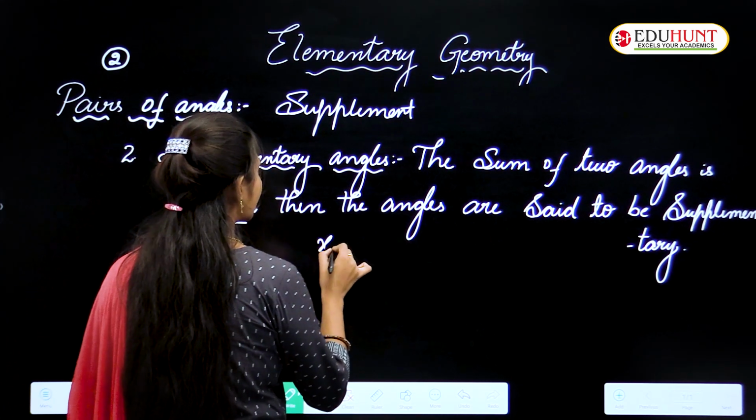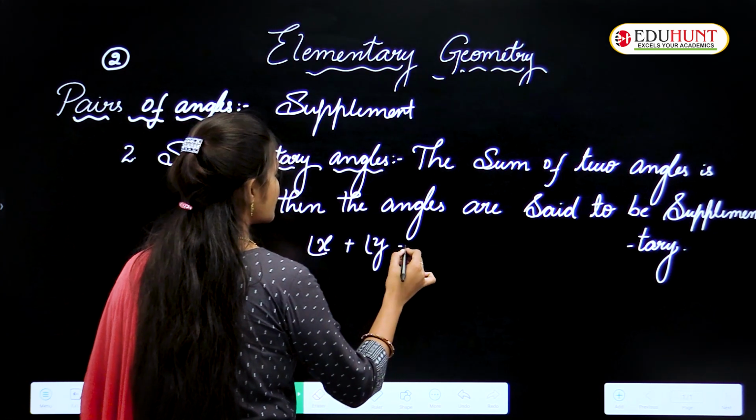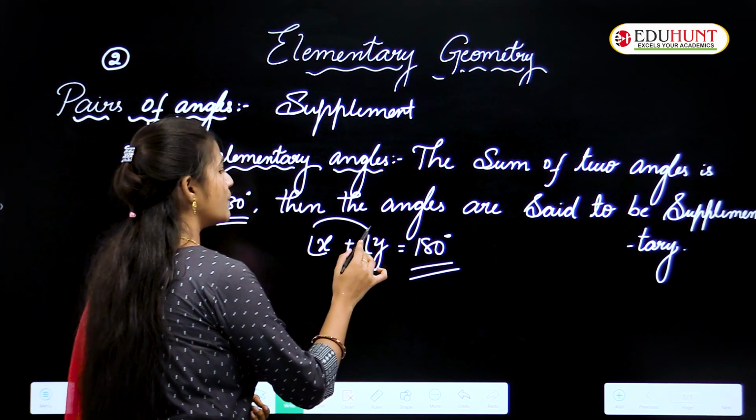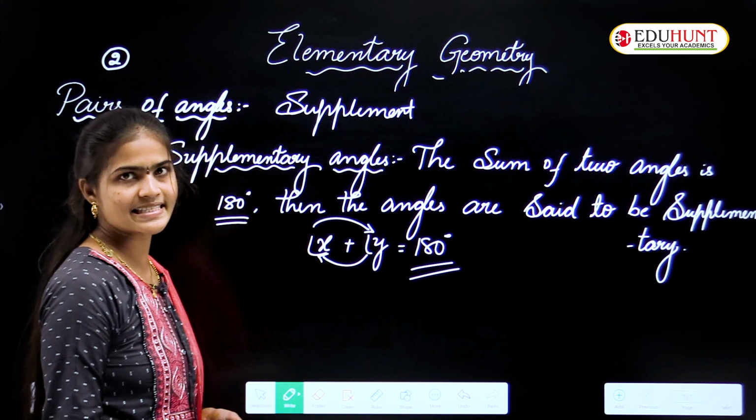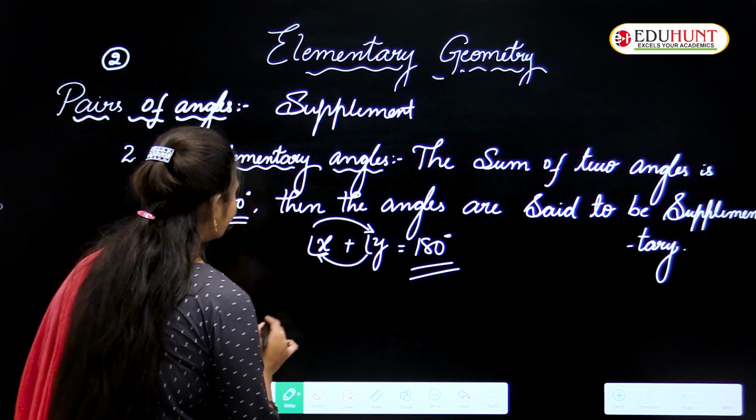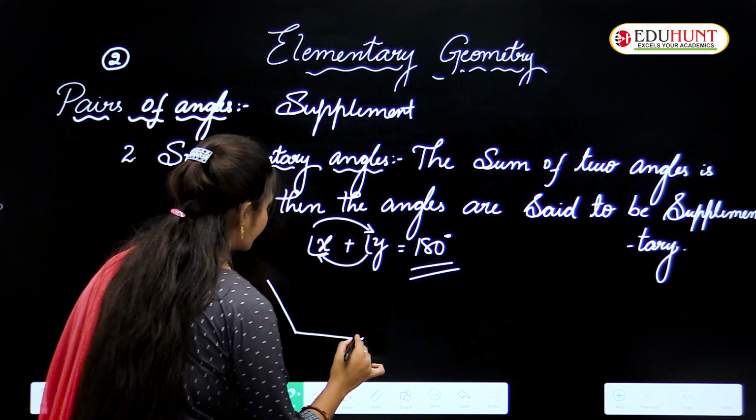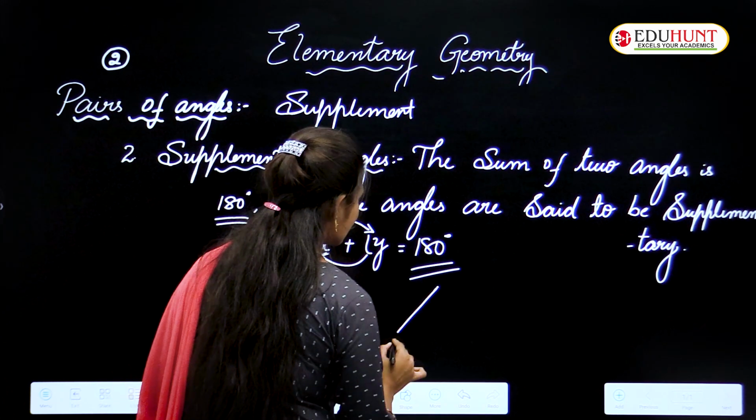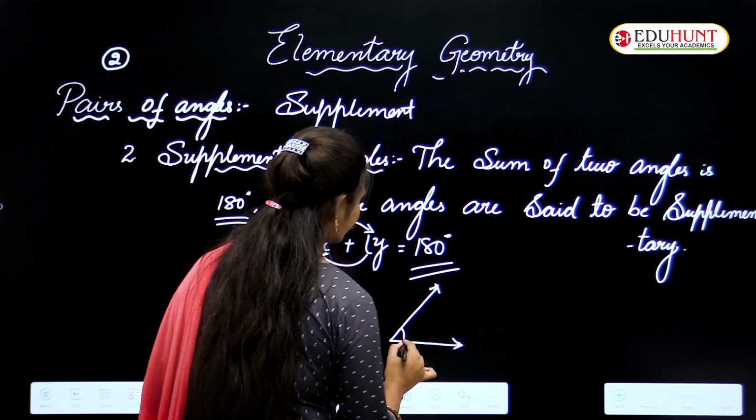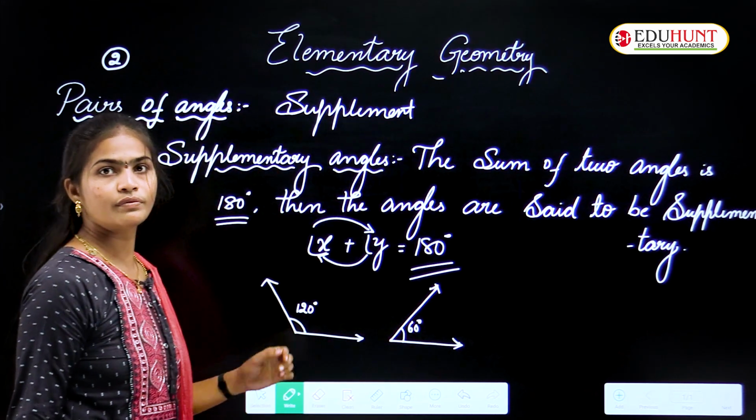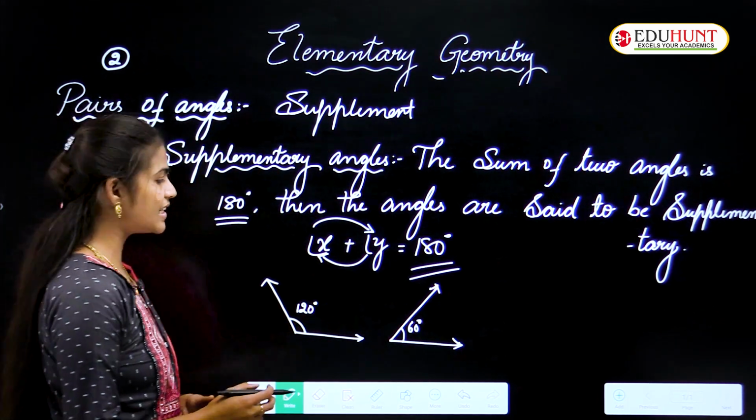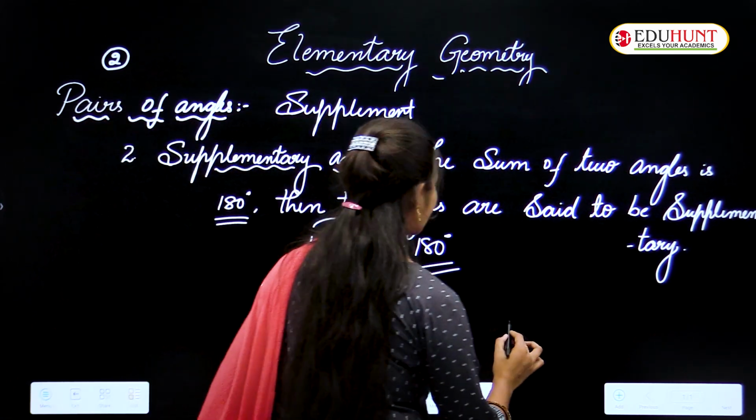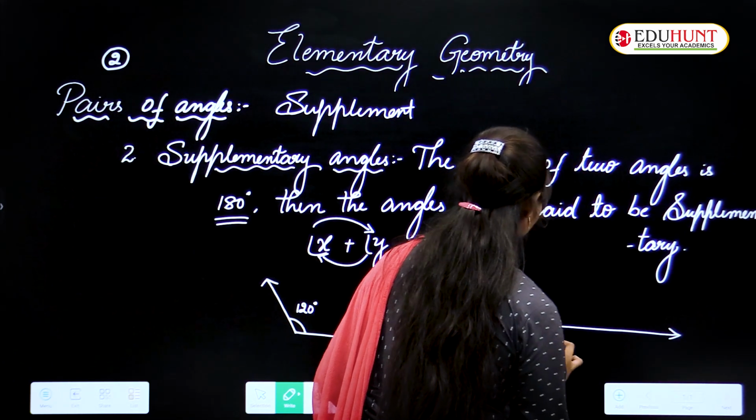Here we consider angle x plus angle y. The sum of these two angles must be equal to 180 degrees. So, x is the supplement of y and y is the supplement of x. Here is one example. This is 120 degrees and this is 60 degrees. If you add these two angles, 120 plus 60 degrees, you get 180 degrees.